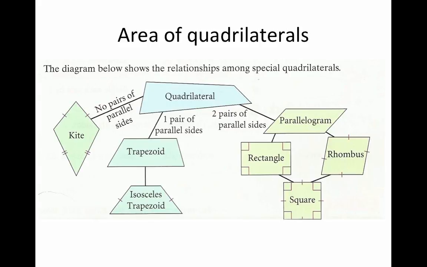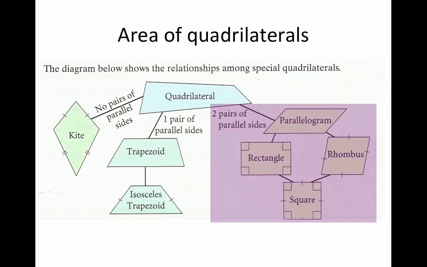Okay. So the area of quadrilaterals. First, let's start out with that chart that we used in our previous presentation to talk about the different types of quadrilaterals, the different branches. And let's start with one that we should all feel very comfortable with and have used before, which is a rectangle. Hopefully if I ask you what's the formula for the area of a rectangle, you can remember that the area of a rectangle is equal to base times height.